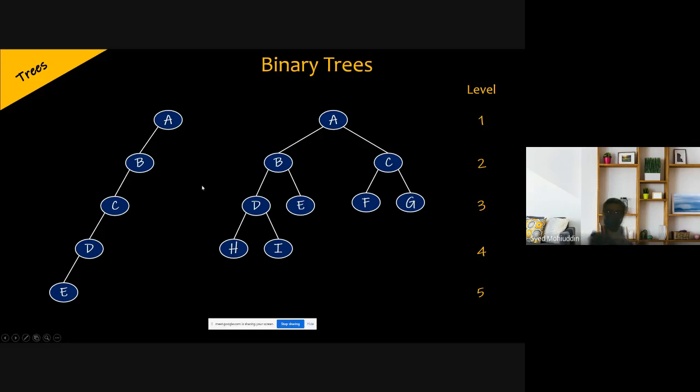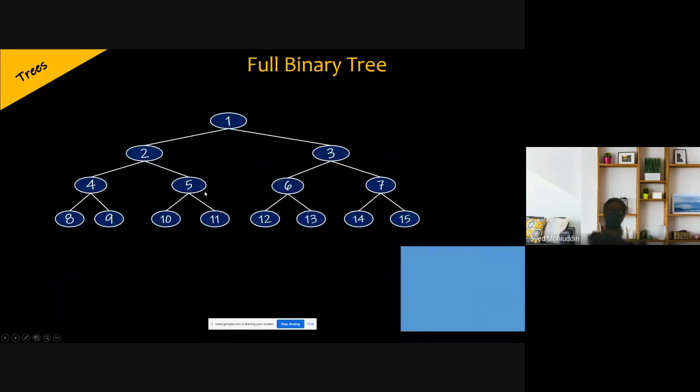Let's move further. Let's look at another definition here, which is a full binary tree. A full binary tree means every internal node or non-leaf node will have exactly 2 children, and all the leaf nodes are on the same level. All the leaf nodes are on the same level.